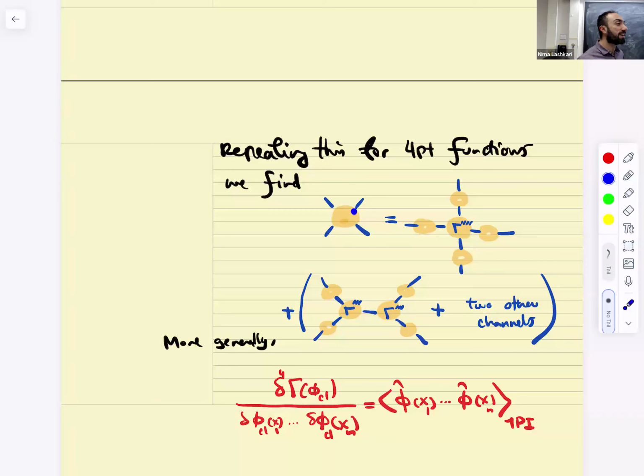If this were 1PI, I would write it in there. Right? This is the connected thing that I've written. The connected thing I've written as the 1PI with a connected 2-point function attached to every leg.